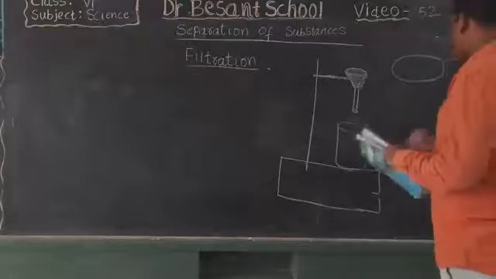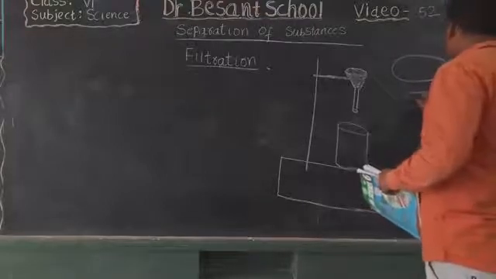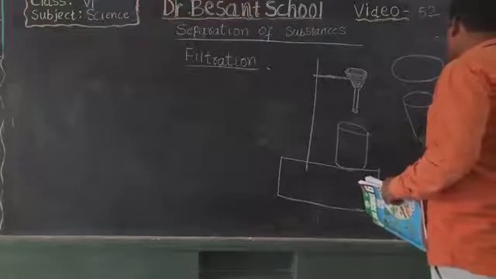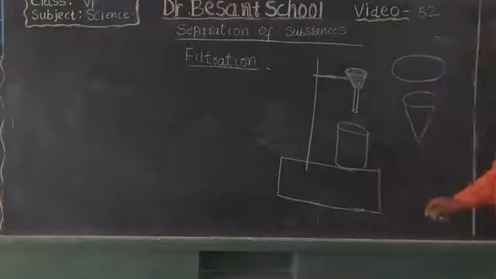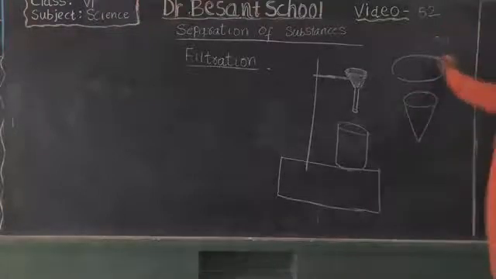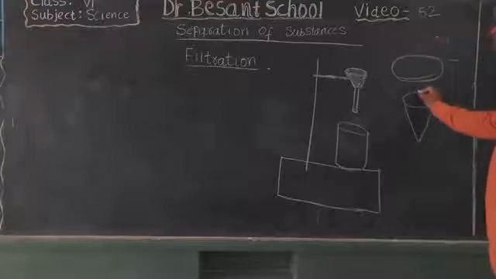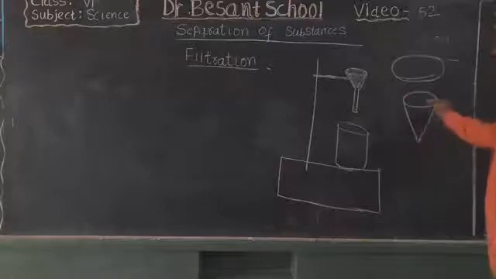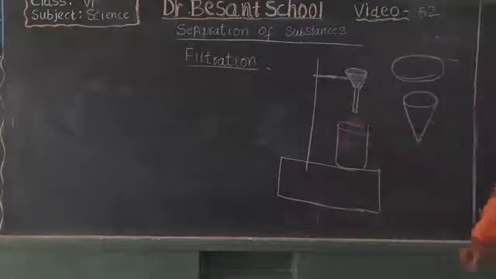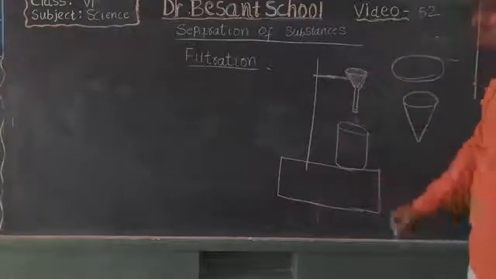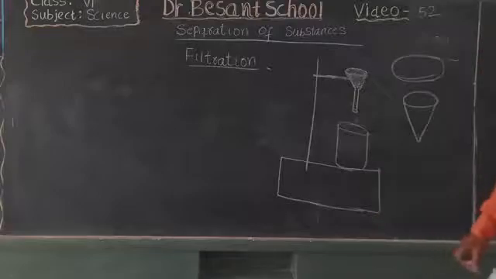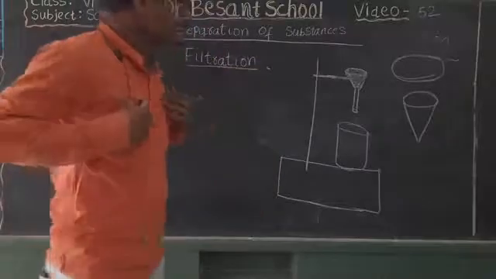You have to fold the filter paper like this in the shape of a cone. Actually, the filter paper is flat like this. You have to fold the filter paper in the shape of a cone and insert it into the funnel such that it exactly fits into the funnel. You have to observe that there should not be any gaps.